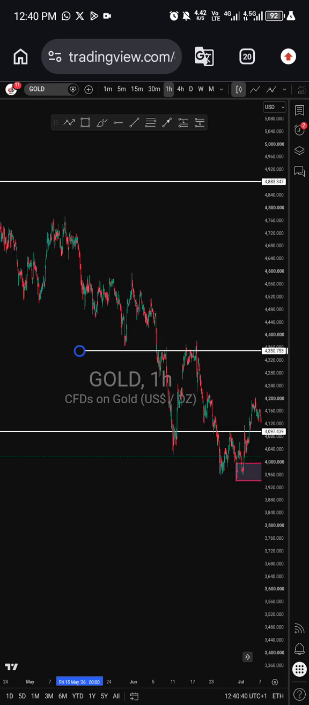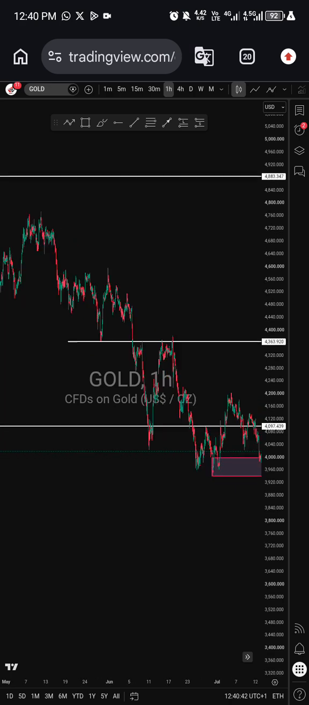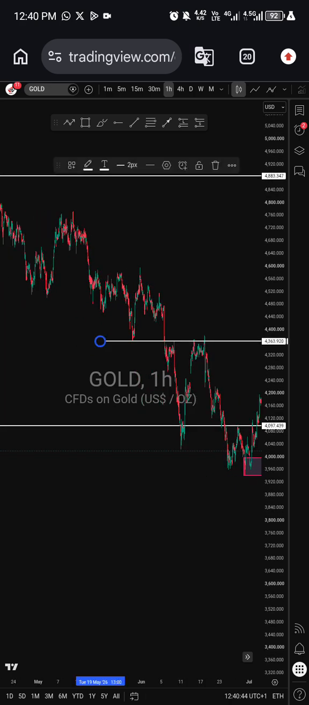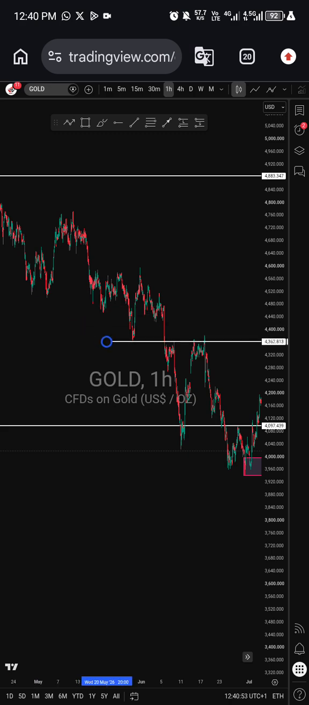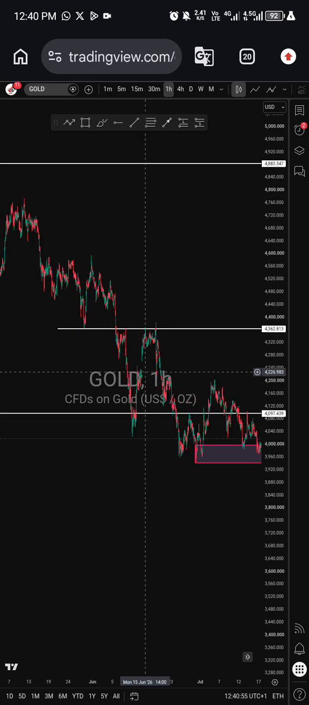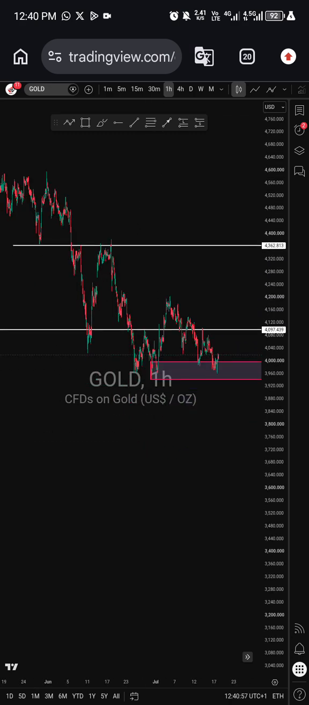Okay, I see this. Something I'm showing now. See how deep this correction went. See how deep this correction went. Okay, see how this correction is. You see how short it went. Then see this correction here.